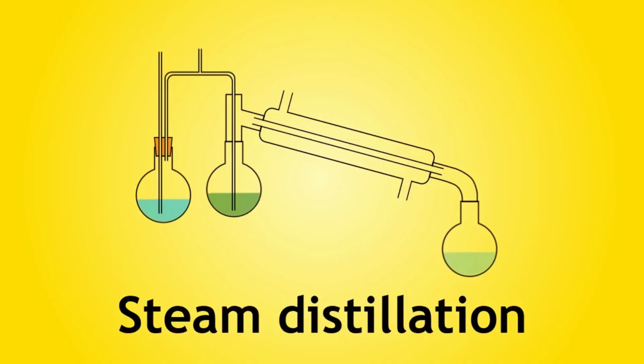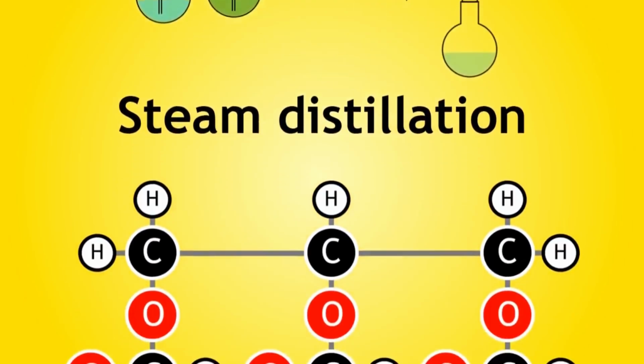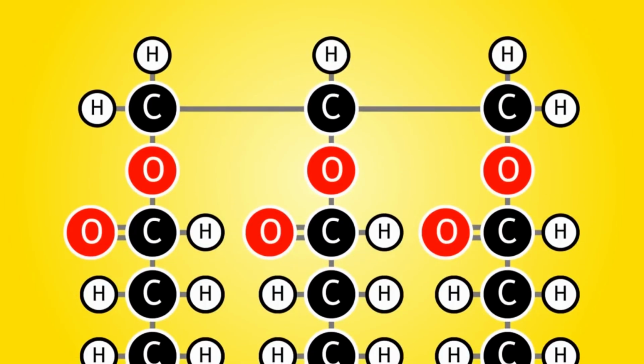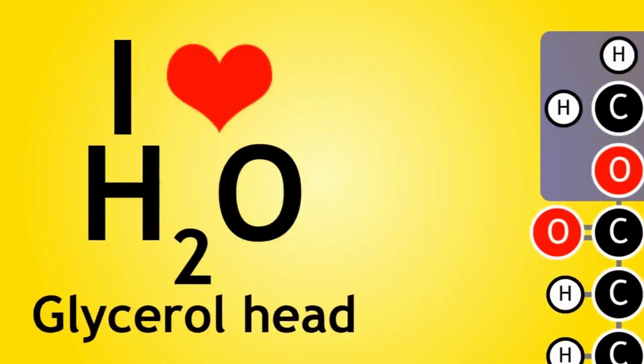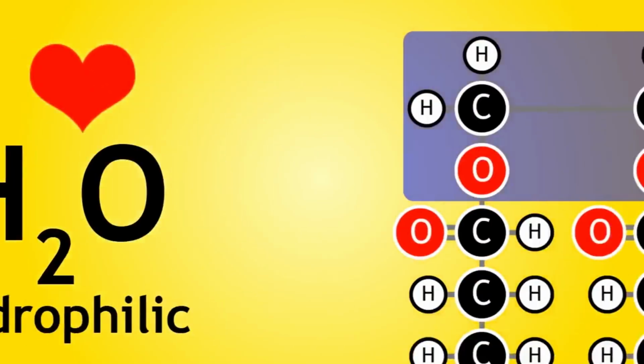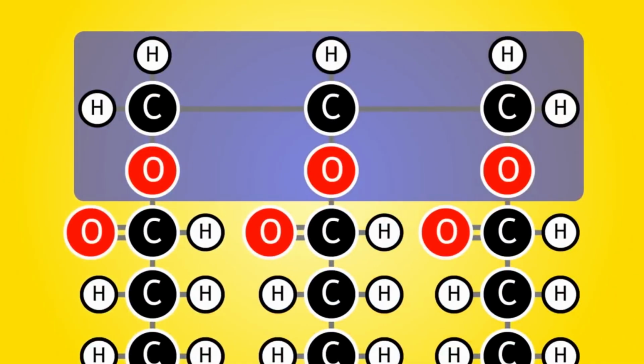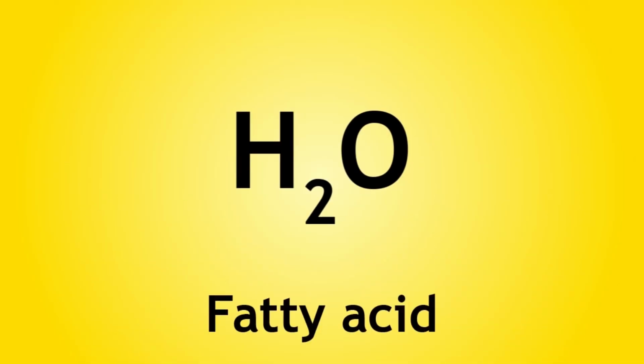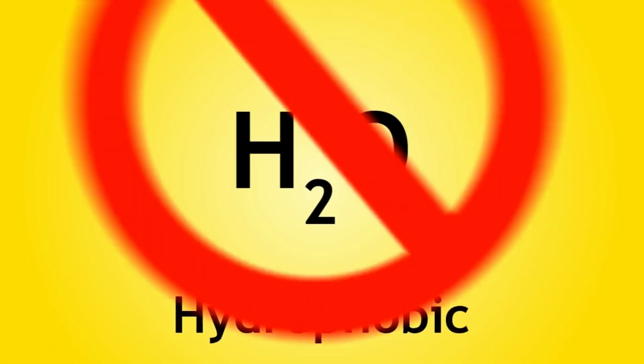We will now look at the general structure of plant oils. The structure can be broken down into two parts. First, we have the glycerol head, which is hydrophilic, or water-loving. This head is made of 3 carbons. These 3 carbons are each attached to 3 fatty acid tails, which are hydrophobic, or water-fearing.